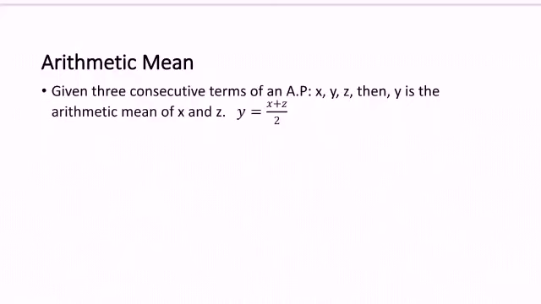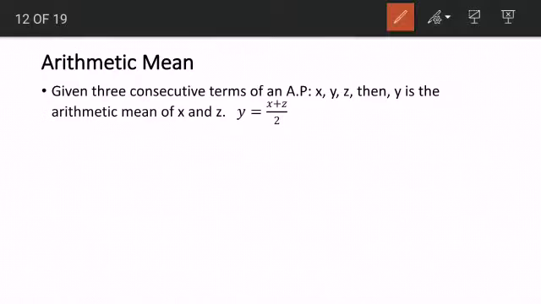Hello everyone. In this video we are going to be looking at arithmetic mean and the sum of an AP. Now we have here that given three consecutive terms of an AP, which is x, y, z, then y, which is in the center, is the arithmetic mean of x and z. So it means y is equal to x plus z all over 2.